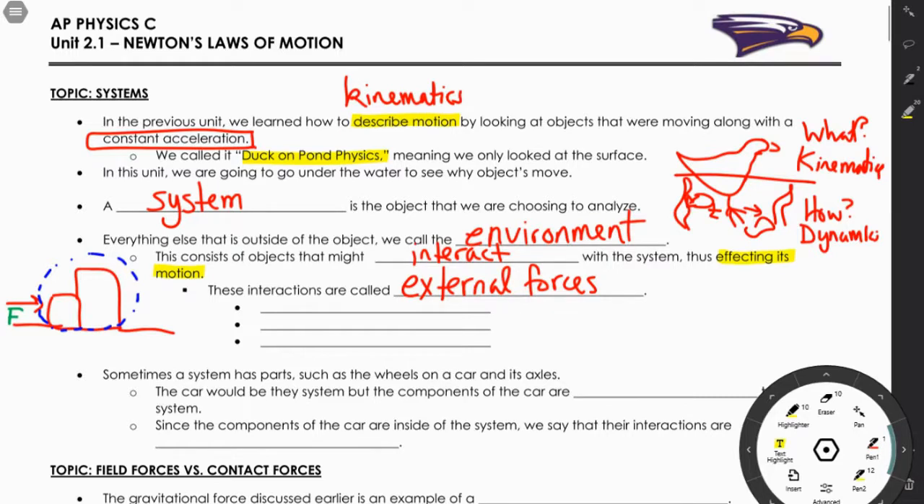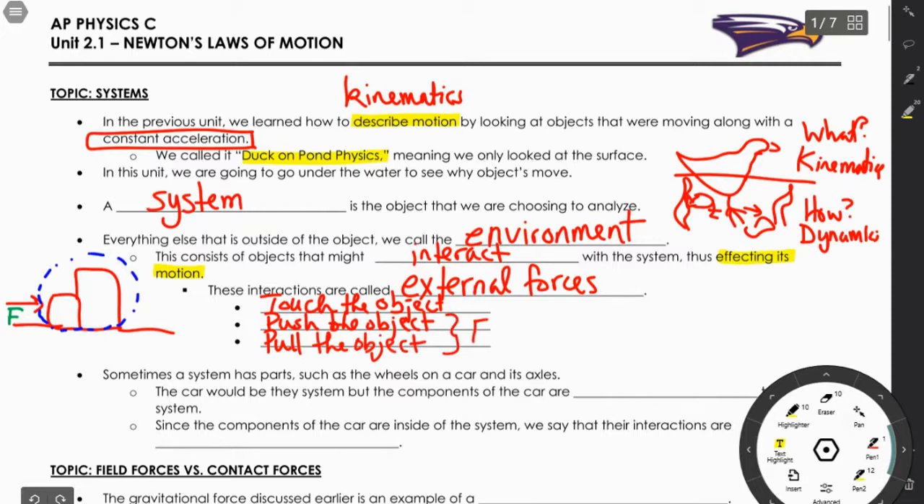Okay, so now what do forces really do? Well, first of all, they're going to touch the object, right? So if I'm pushing something, I'm physically touching it, which causes me to push the object, right? And then also, it's going to cause me to pull the object. In fact, the last two bullet points here, that is the definition of a force. So a force is a push or pull on an object that causes changes in its motion.